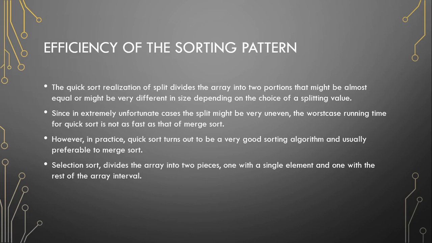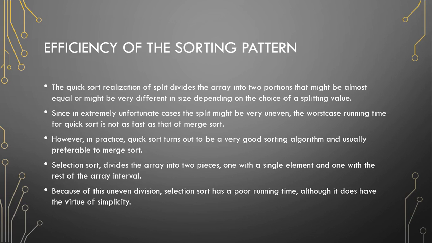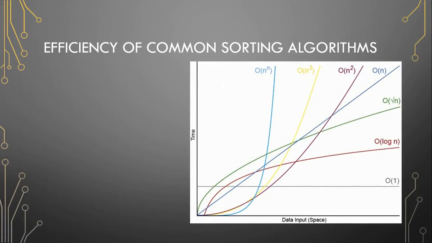Selection sort divides the array into two pieces, one with a single element and one with the rest of the array. Because of the uneven division, selection sort has a very poor runtime, although it does have the virtue of simplicity. And if we want to go even simpler, we also have bubble sort. As I've mentioned before, bubble sort is very inefficient, even more so than selection sort. So let's look at some of those common sort algorithms.